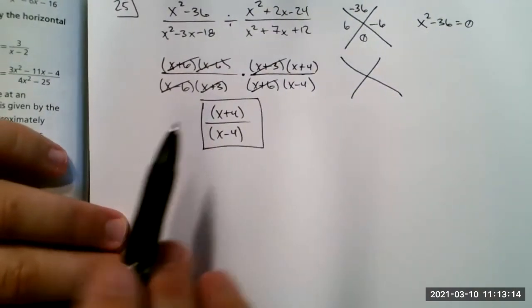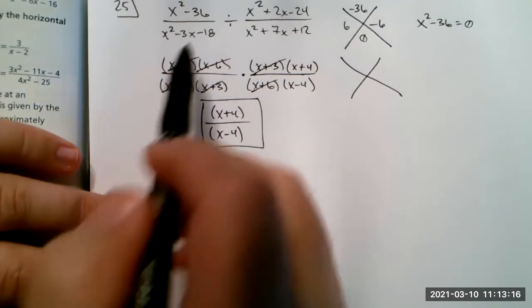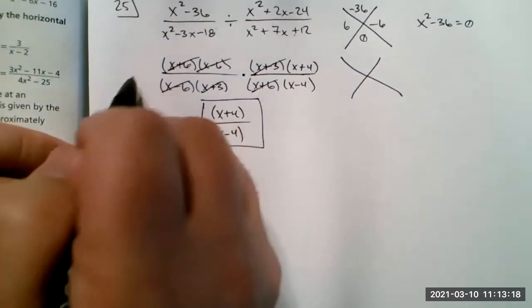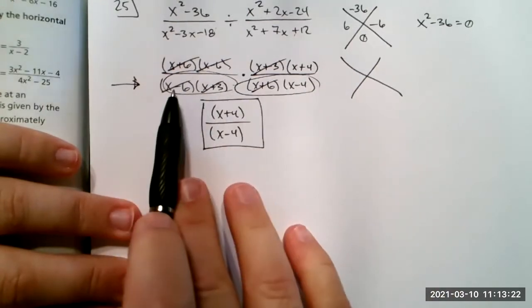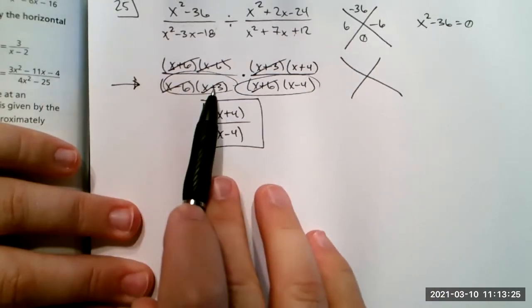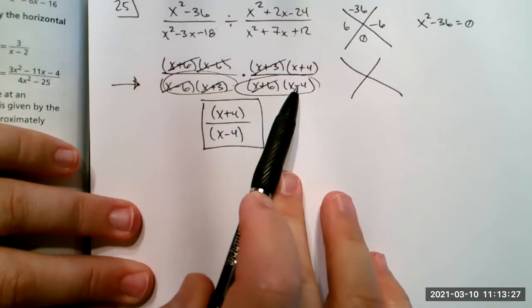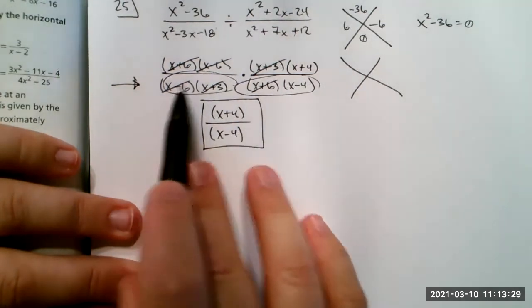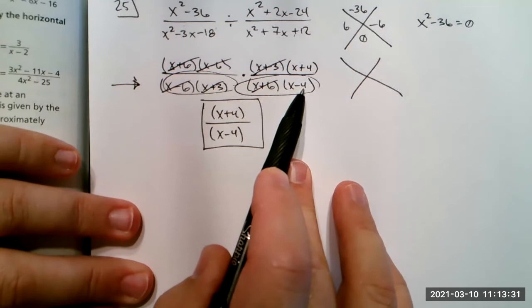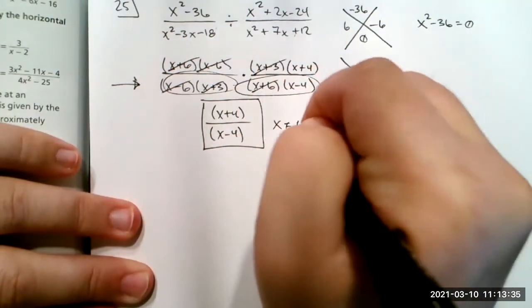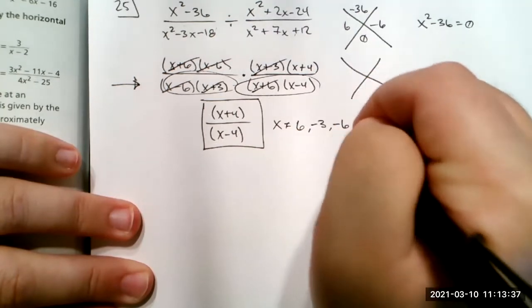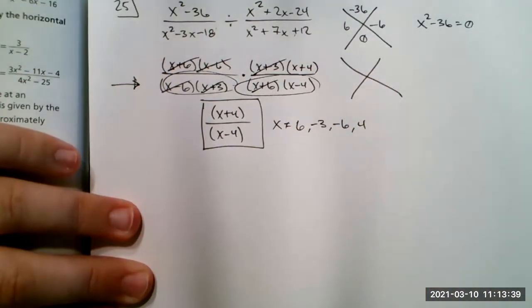All right, now we're caught back up. So for this, you're looking at both of these denominators, but I like to look once it's factored. So I'm looking at these 4 factors: x minus 6, x plus 3, x plus 6, x minus 4. If I set each one of these 4 factors equal to 0 and solved, I would get x cannot equal positive 6, negative 3, negative 6, or 4.